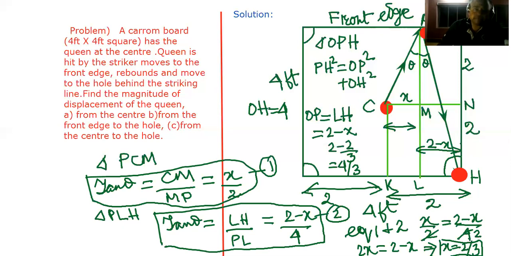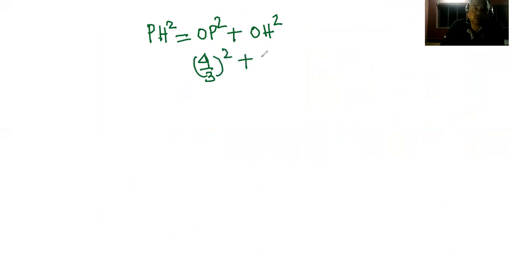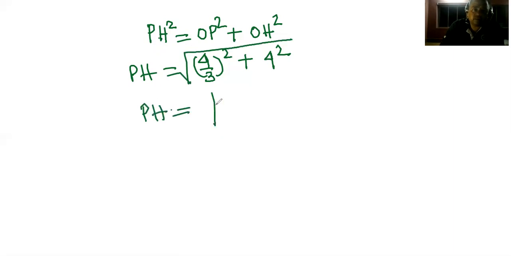So let me write over here. PH square is equal to OP square plus OH square. And what was OP square? We have already found out that OP square was equal to 4 upon 3 whole square. And what is OH square? OH square is equal to 4 square. So PH is therefore the square root of this, which we can easily calculate.